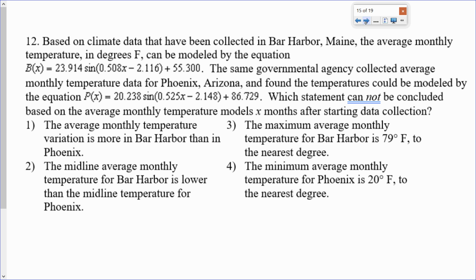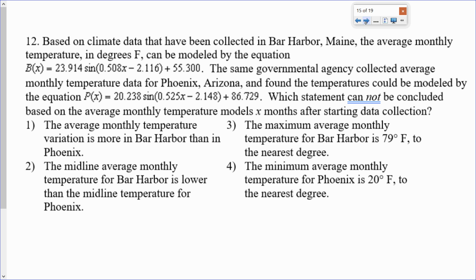A lot of words in this question, which scares a lot of students, but no big deal. Let's just read. It's not any worse than your English regions as far as reading. Just read through it. It's actually not that bad of a question, as long as you understand all the components of trig graphs. Based on climate data that has been collected in Bar Harbor, Maine.